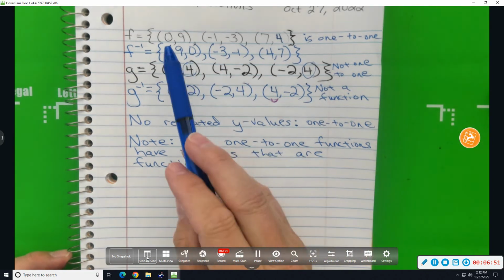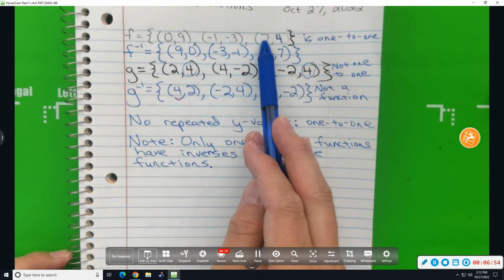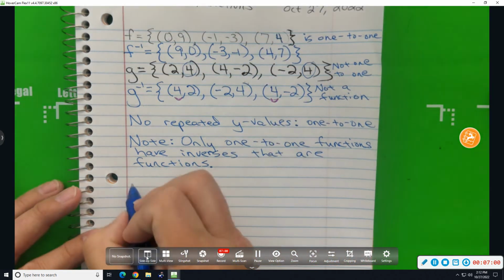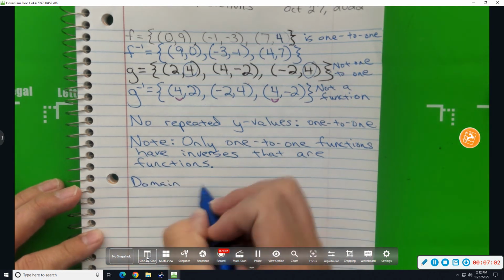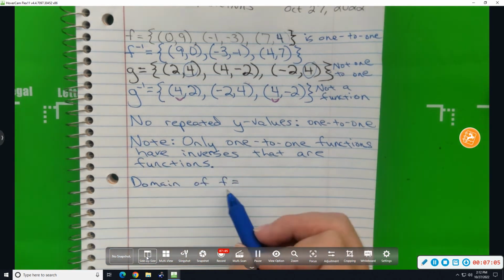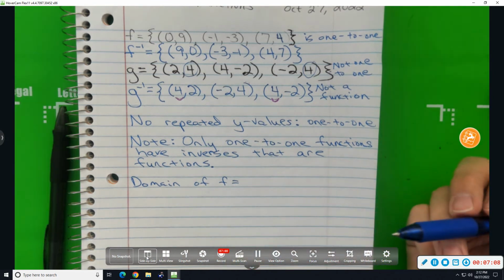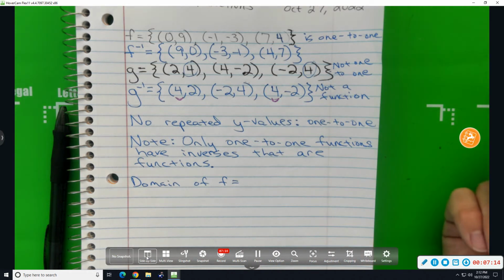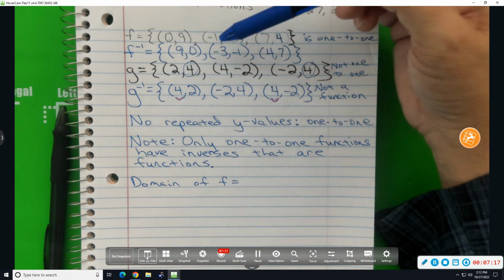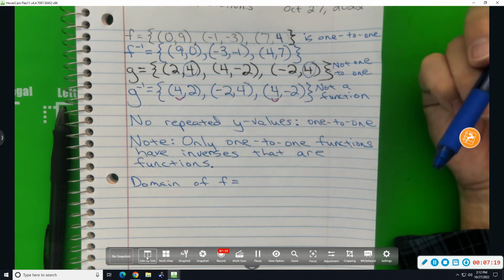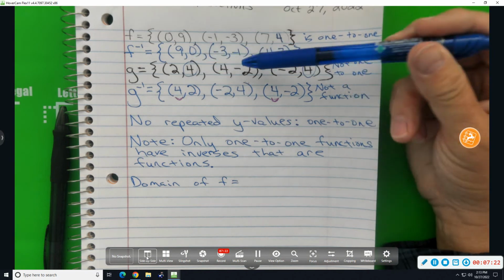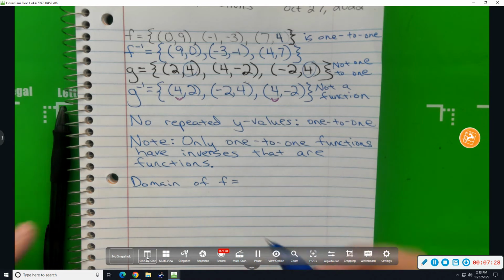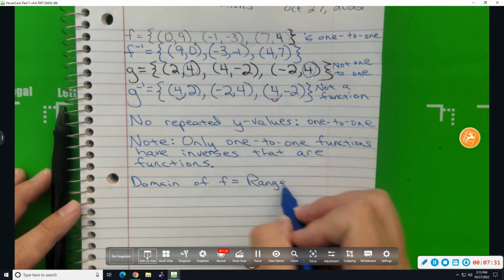The domain of a function is the set of all x values. The range is the set of all y values. If we look at the domain of f, the x's in the original function, once you form the inverse, what do those x's become? The x values in the original functions, what do they become? The y values. So the set of y values is the range. So the domain of f is equal to the range of f inverse.